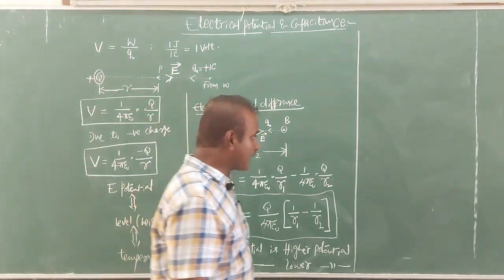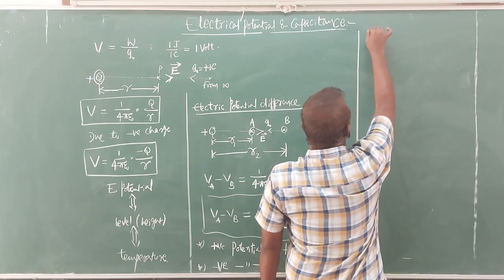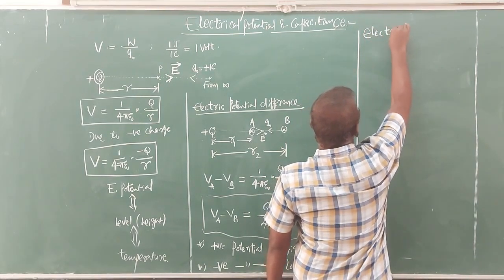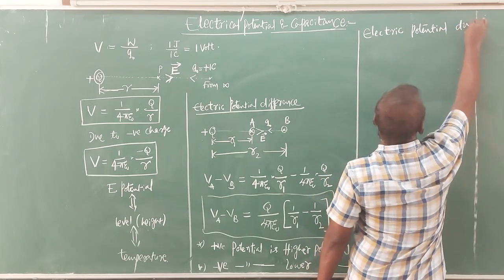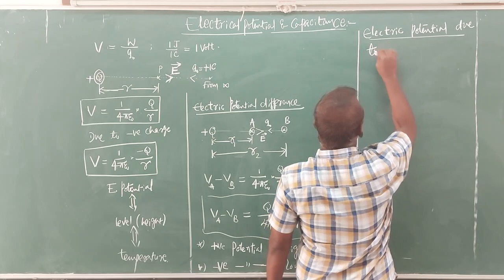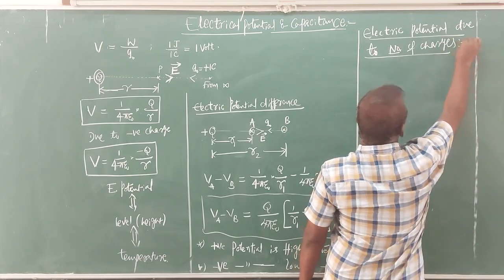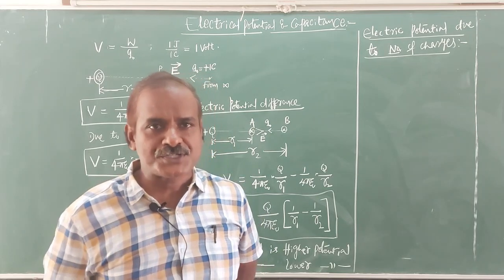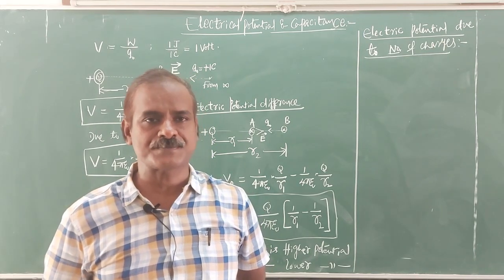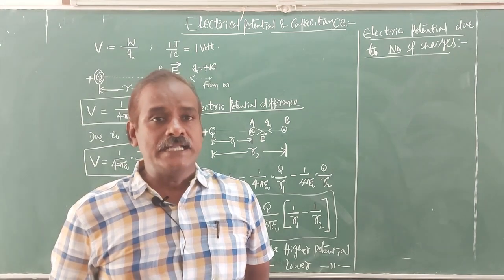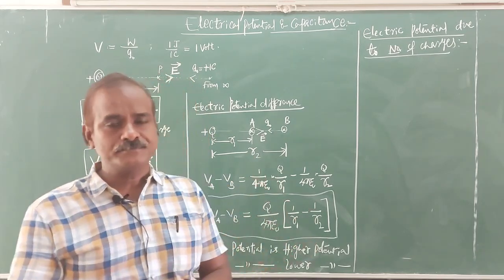Let us take the arrangement. I write what is the electric potential due to a number of charges, like earlier we calculated the electric field intensity due to a number of charges. We applied the superposition principle, even for electric force, to calculate due to a number of charges, and electric field and electric force being vectors, we applied vector sum. Here potential is a scalar quantity, so we apply algebraic sum.